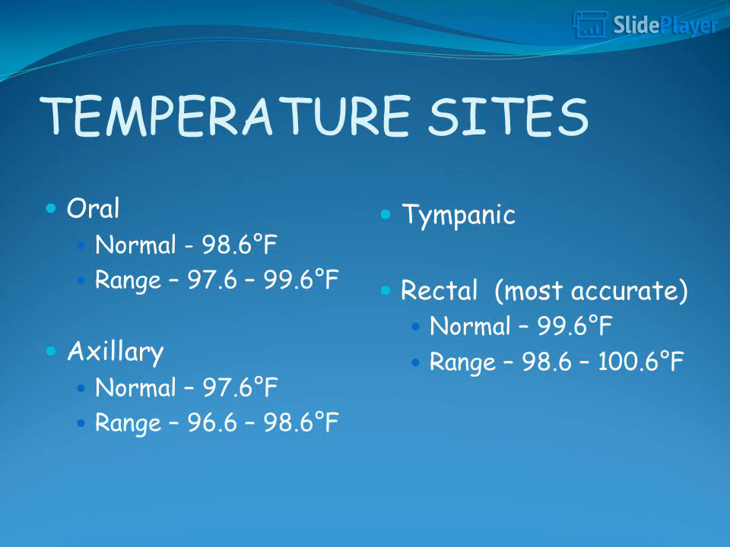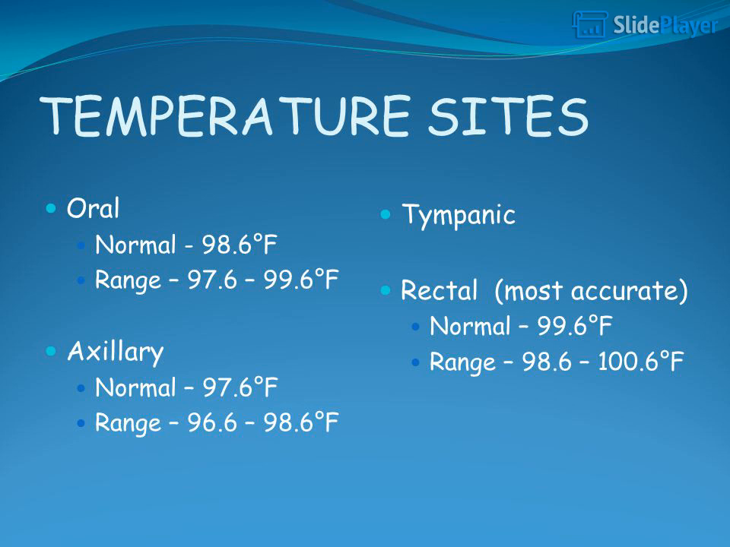Axillary: normal, 97.6 degrees Fahrenheit. Range, 96.6 to 98.6 degrees Fahrenheit. Tympanic. Rectal, most accurate: normal, 99.6 degrees Fahrenheit. Range, 98.6 to 100.6 degrees Fahrenheit.